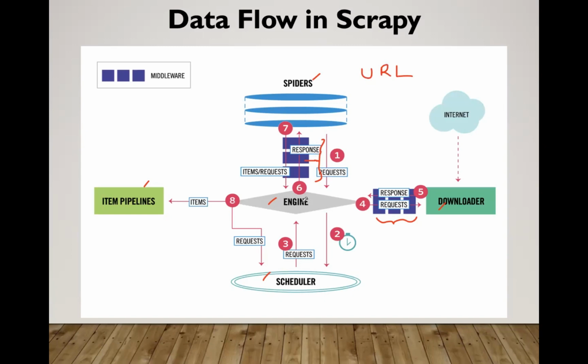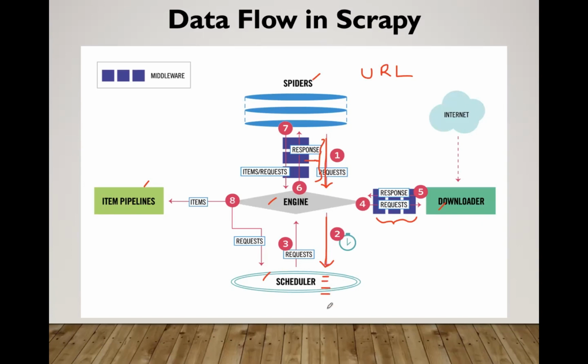Then the engine gets the first URL from the spider and schedules it in the scheduler. It receives requests from the spider and schedules them in the scheduler. Say, suppose the engine received 4 requests from this spider. Then all those 4 requests will be scheduled in the scheduler.